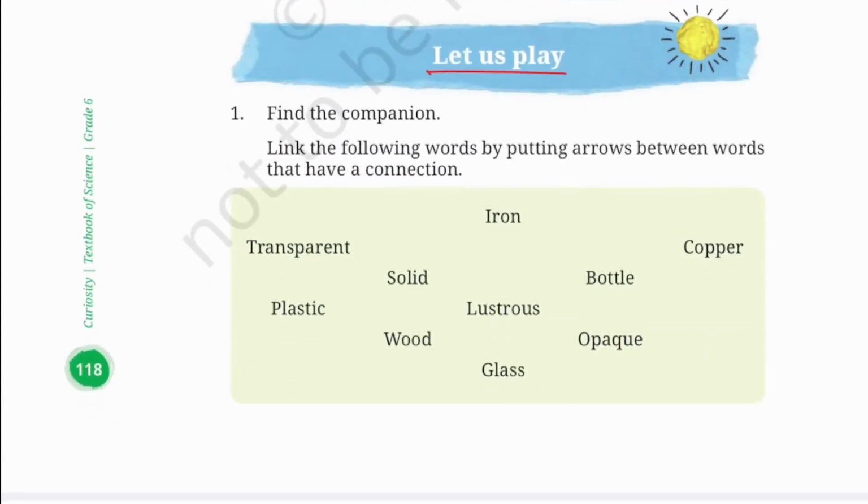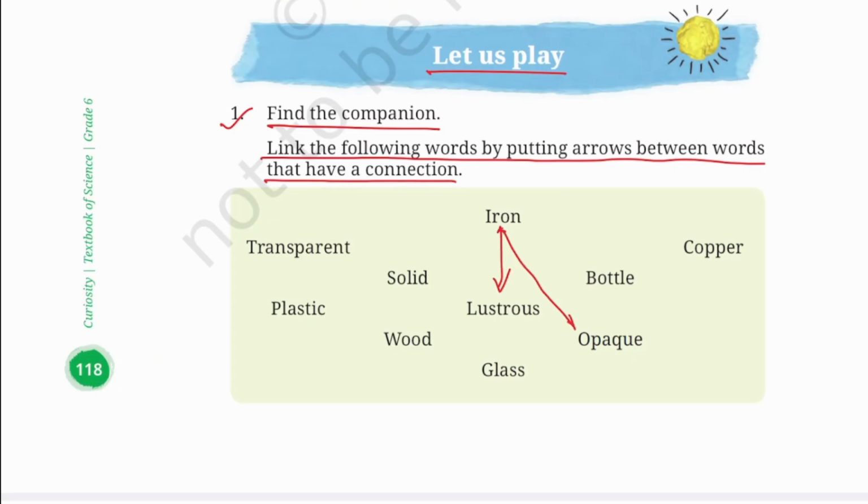Let us play. 1. Find the companion. Link the following words by putting arrows between words that have a connection. For example, iron: it is lustrous, it is opaque, it is solid.